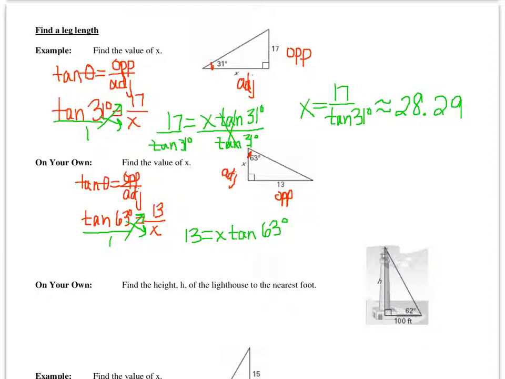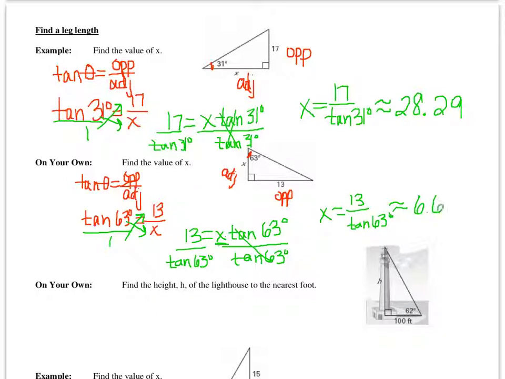Now I want this x alone, so to get that alone I need to move my tangent. Since they're multiplied, I'll divide both sides by the tangent of 63 degrees. That allows that tangent of 63 to go away, and it leaves me with an x on the left, equals 13 divided by the tangent of 63 degrees. And if you put that in your calculator and simplify it, again, it doesn't say what to round to, so I'm just going to give me 2 decimal places. You'll get 6 and 62 hundredths, so 6.62.